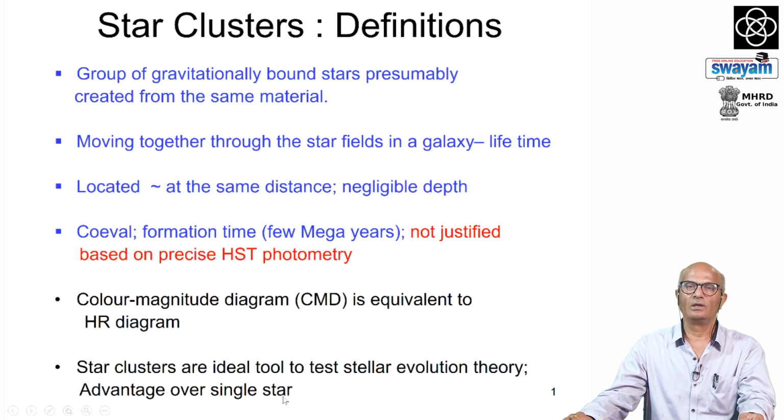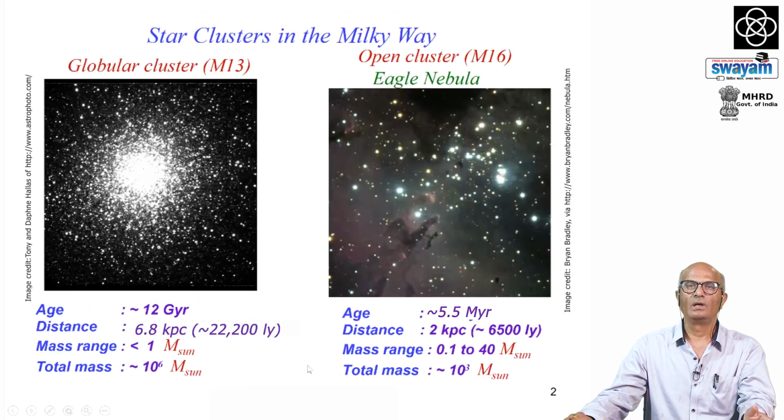Contrary to that, if we try to study a single star, then it is not easy, because in the case of a single star we have to find out distance and other properties, so that we can put it in the color magnitude diagram. But in the case of star clusters, because they are located at the same distance and they have a range of masses, their color magnitude diagram represents an HR diagram in astrophysics.